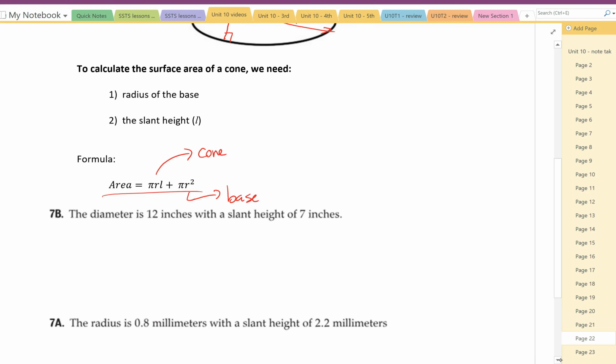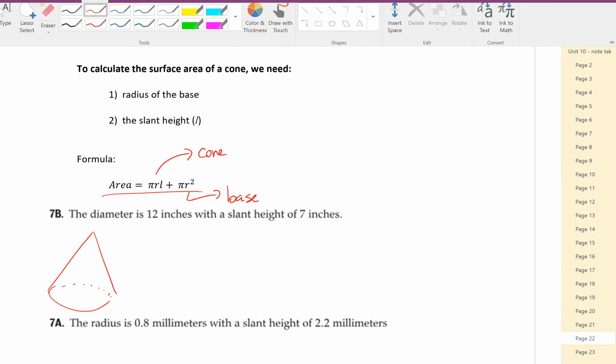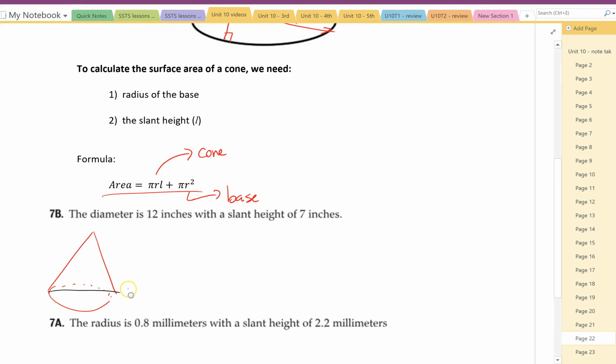So I have a cone with a diameter of 12 inches and a slant height of 7 inches. So it's saying we have this cone right here where the diameter of the base, so be careful when it says that, the diameter of the base, in other words, all the way from one side of the base to the other side, is 12. Well, what does that make the radius? Well, if the diameter is 12, radius is half of the diameter, so the radius would be 6. And then it says the slant height, in other words, a line from the top of the cone down to the edge, is 7. So I have a radius of 6 and a slant height of 7.